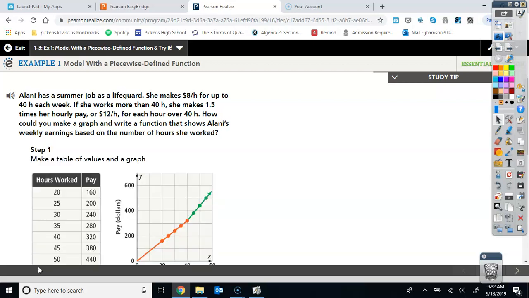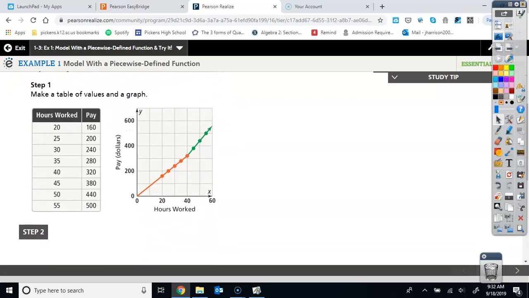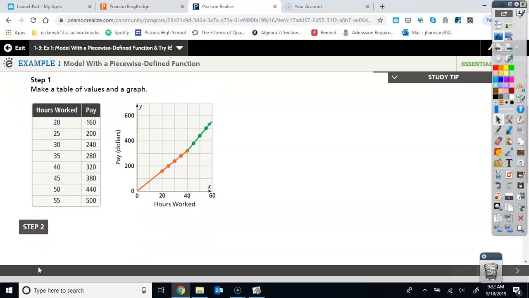If you look at it, step number 1 is to think about a table. When she works 20 hours, 20 times 8 is 160. When she works 30 hours, 30 times 8 is 240. When she works 40 hours, 40 times 8 is 320. That's when she's making $8 each hour. And so you end up with this first part right here that looks like this.